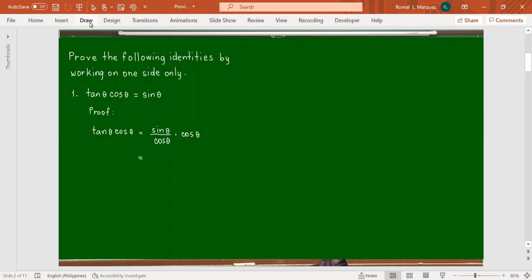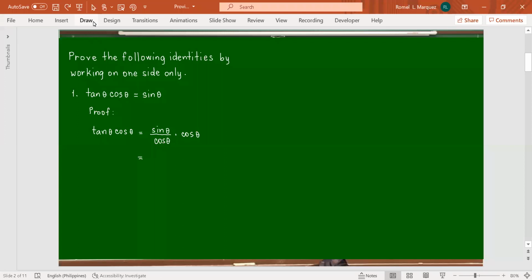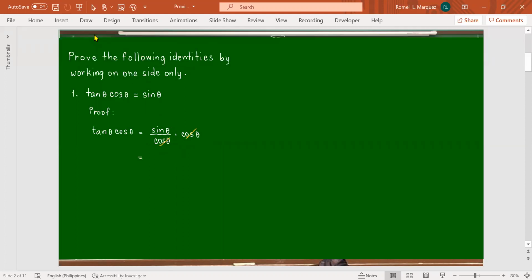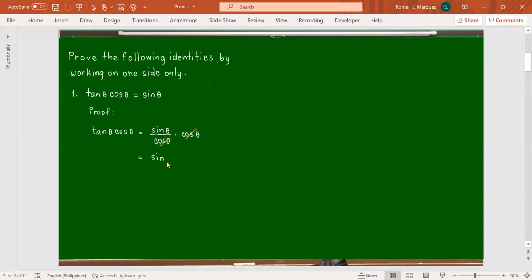So from which we can cancel out cosine theta, giving sine theta. So that's it. We're done. So tangent theta times cosine theta, we are able to express it in terms of a single function, sine theta. So let's have number 2.